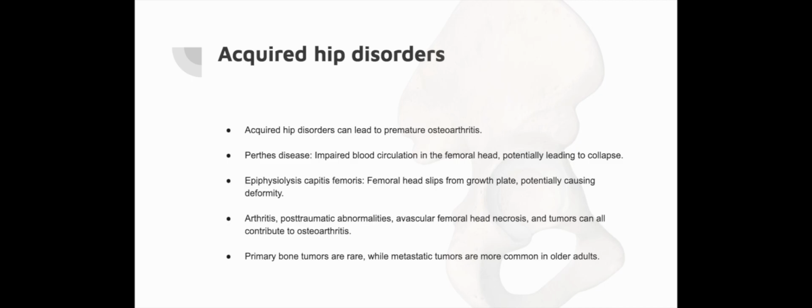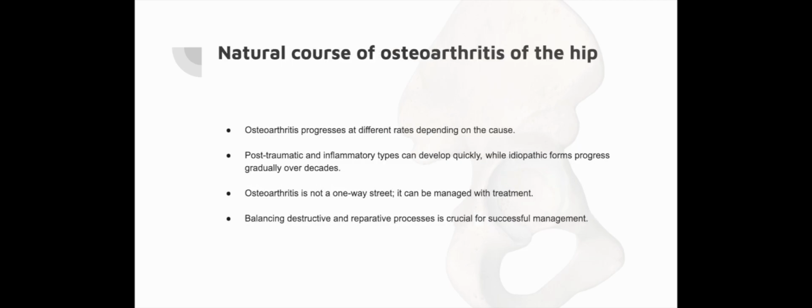Perthes disease is a childhood condition caused by circulatory problems in the femoral head, leading to osteonecrosis. This can result in the collapse of the femoral head and shape incongruity. Epiphysiolysis occurs when the femoral head slips from its growth plate, typically during the pubertal growth spurt. Dorsal slippage can lead to deformity and increase the risk of osteoarthritis.